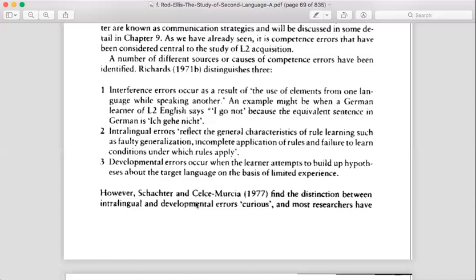So other than interference, there are intralingual errors, and that also is related to faulty generalization and incomplete application of rules. A learner learns one rule and overgeneralizes it. Okay. And then there are developmental errors where the learner attempts to build up some hypothesis and he tries to apply the rule on his own. Okay. He hasn't seen the rule, he hasn't experienced the rule, he hasn't applied the rule, but he thinks that this might be the rule. So that is hypothetical application of the rule, and that is because of the developmental error that might have developed during the process of learning.